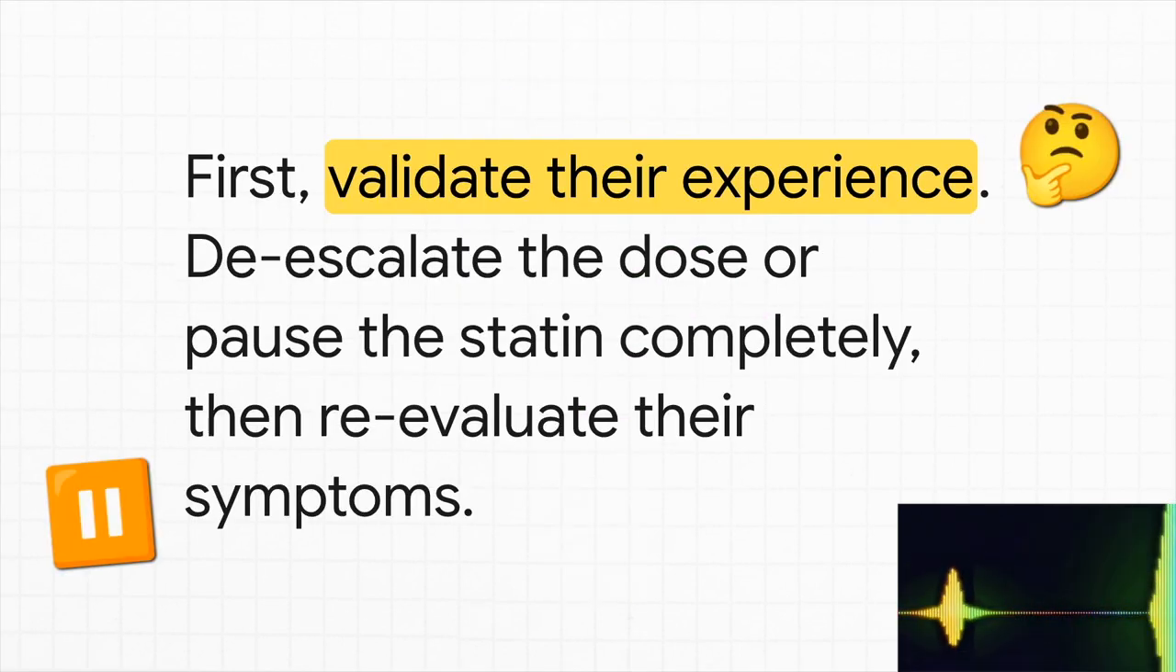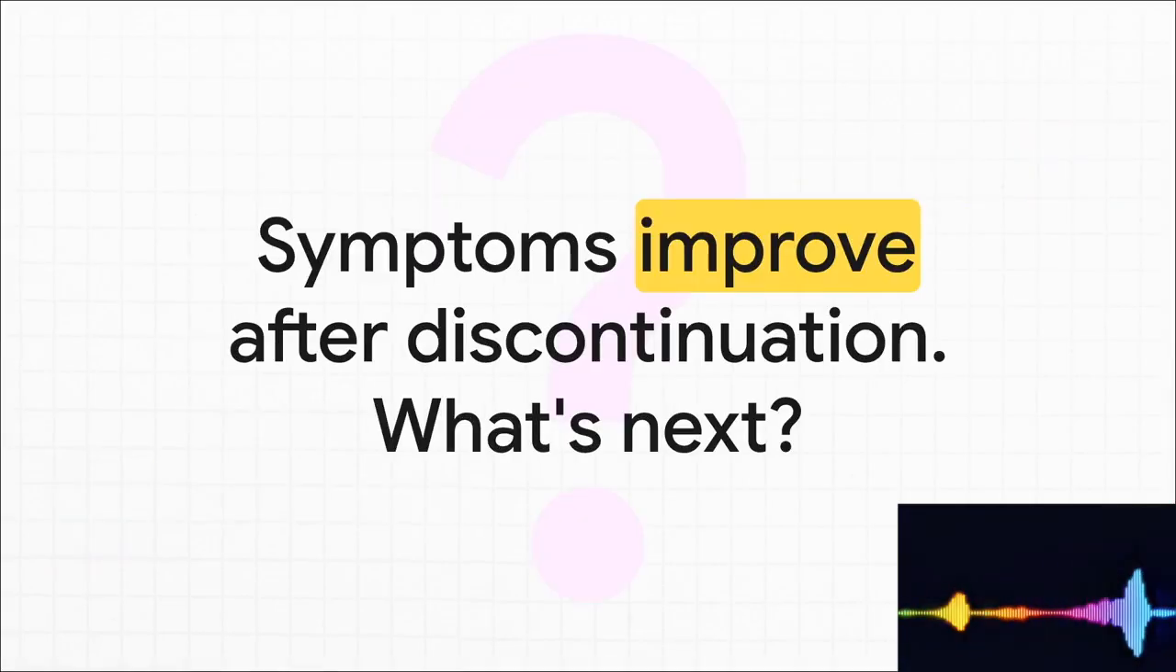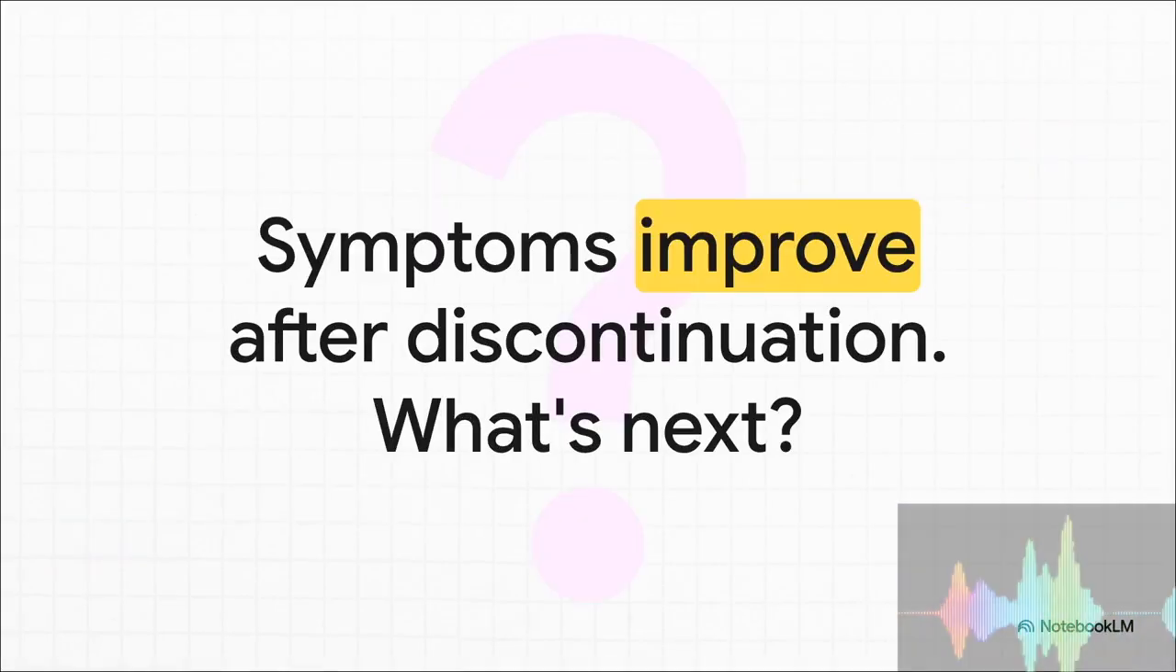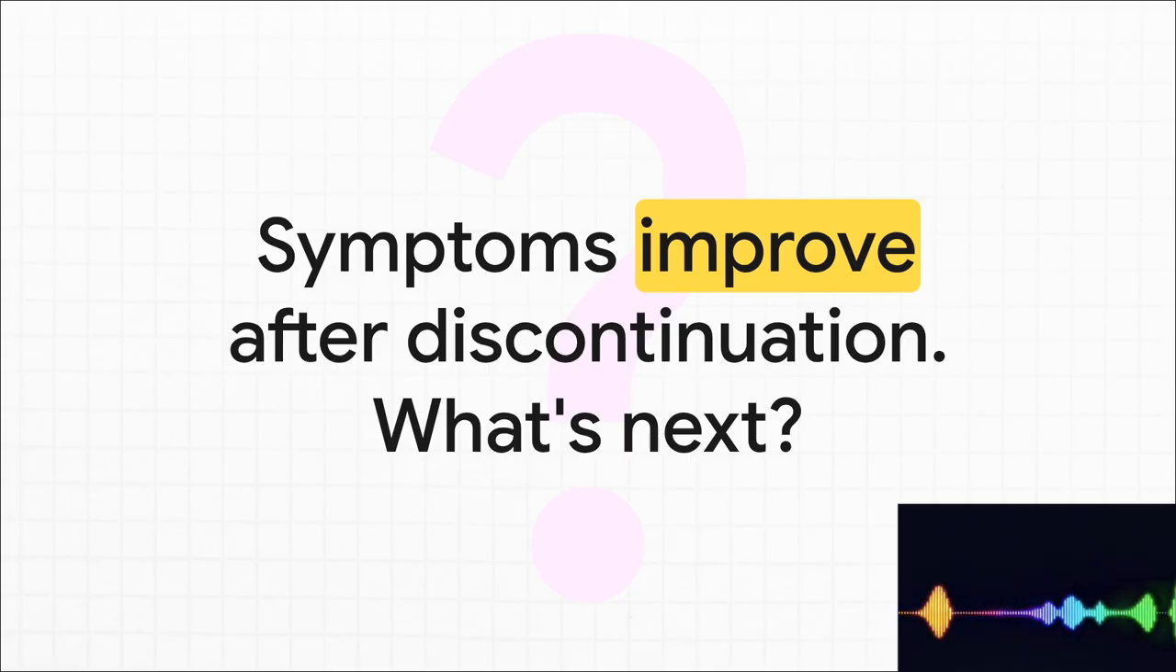Your first move is to validate their experience. Show them you're listening. You either lower the dose or you just pause the statin altogether and see what happens. This is that de-challenge step we mentioned earlier. It's all about gathering data. So let's say it works. They stop the pill and they feel better. You've now confirmed there's a link in time between the drug and the symptoms.